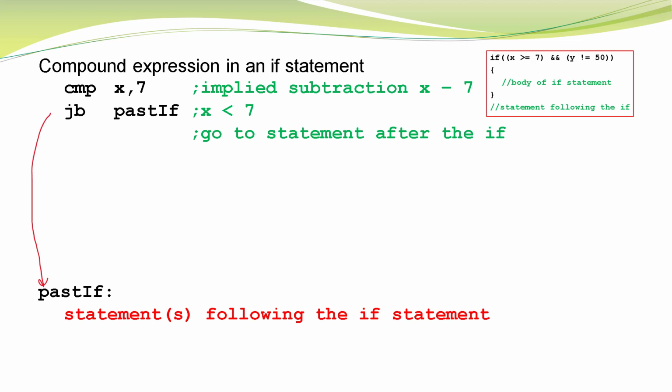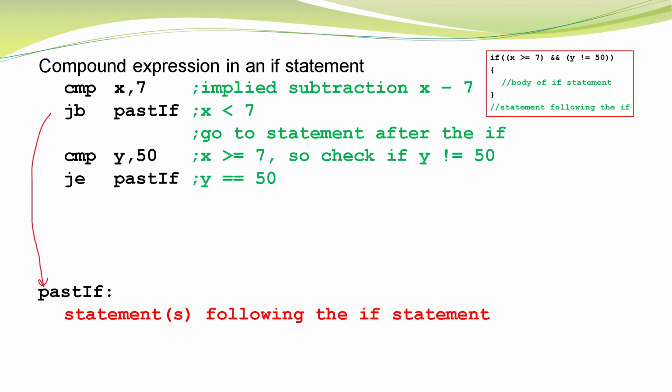Now if it is true that x is at least as big as 7, then we still have to check to see if y is not equal to 50. So that's the next thing we do. I compare y and 50. When would I want to jump past the if statement? The answer is if y is equal to 50.